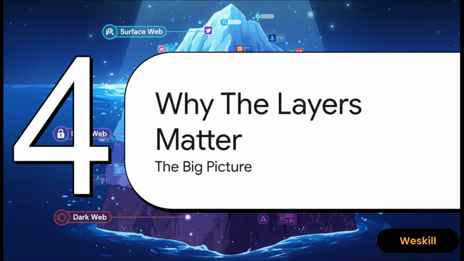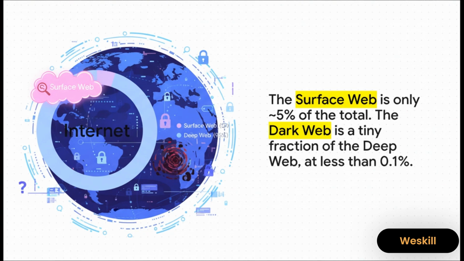So, after that deep dive, let's zoom back out for a second and look at our iceberg one last time. It's really important to understand why making these distinctions between the layers matters so much. And this is where the true scale of it all just becomes crystal clear. The surface web, the internet we all know and use, is only about 5% of the total. The protected deep web, that makes up the other 95%. And the dark web, it is a tiny, almost immeasurable fraction of all of that, less than 0.1%.